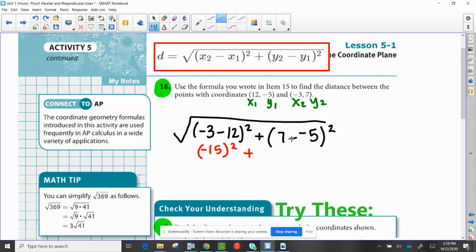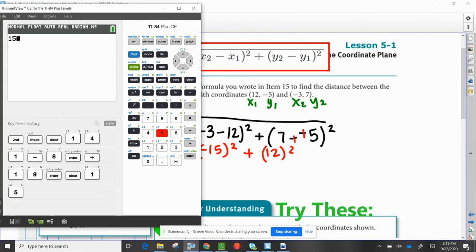Plus, if we have minus minus, that changes to plus plus, right? So if I have 7 plus 5, that's going to give me 12. And then we're going to square that. So let's do real quick. We have 15 squared. So let's just punch that in the calculator.